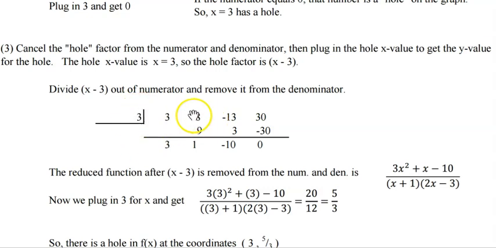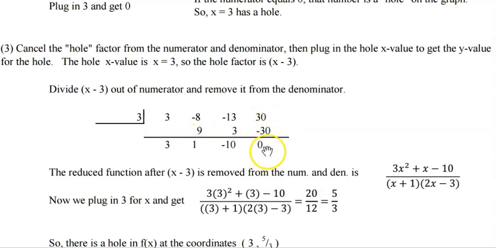We're going to do 3, negative 8, negative 13, and 30. Okay? And so we're going to bring down the 3. 3 times 3 is 9. 9 and negative 8 is 1. 1 times 3 is 3. 3 and negative 13 is negative 10. Negative 10 times 3 is negative 30, plus 30 is 0.